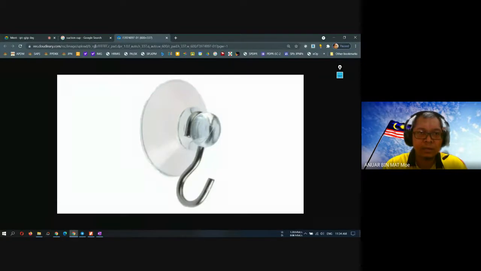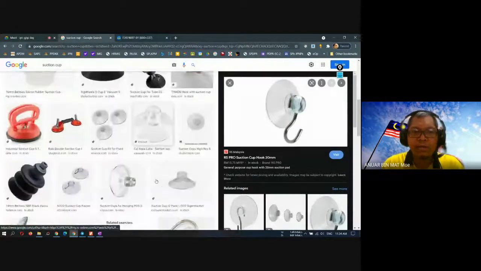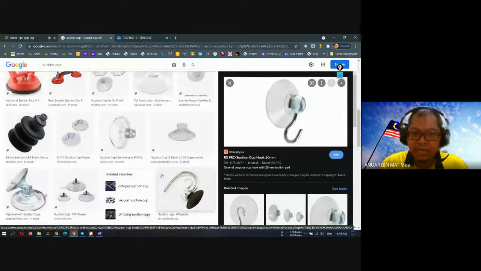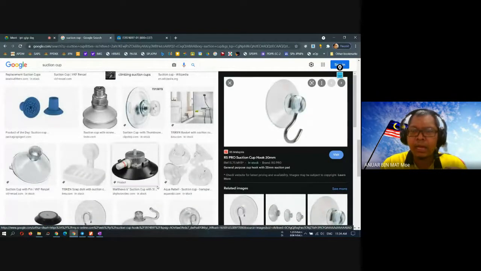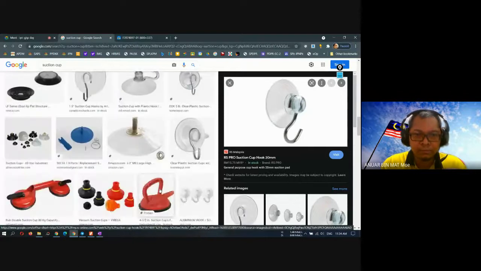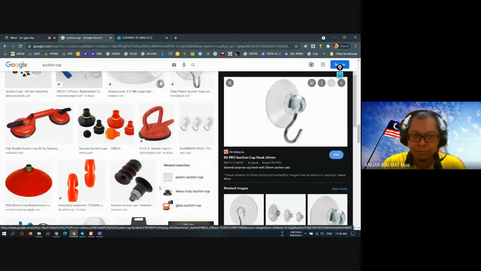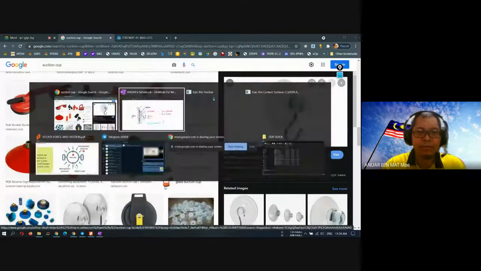By using this one, also using the concept of what? This device also uses the same concept of air pressure. Okay, air pressure. Right? Next one.